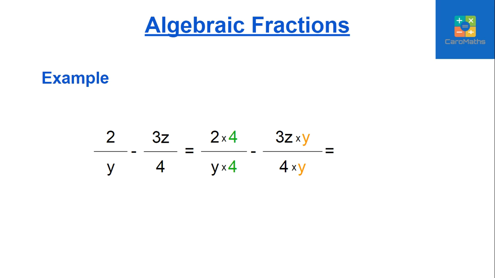And now we've got the same denominator, which is 4y. And now we can just do the subtraction on the numerator. So we've got 8 minus 3yz all over 4y.